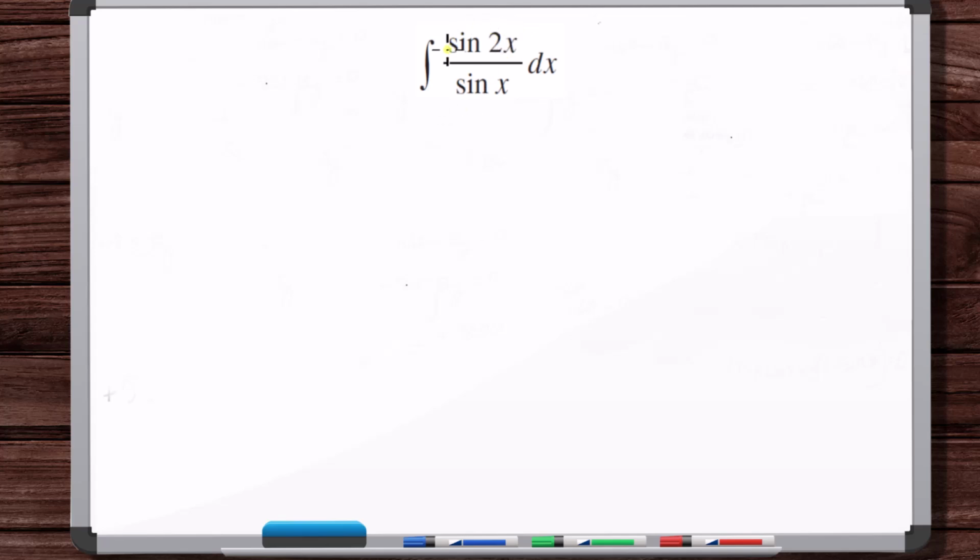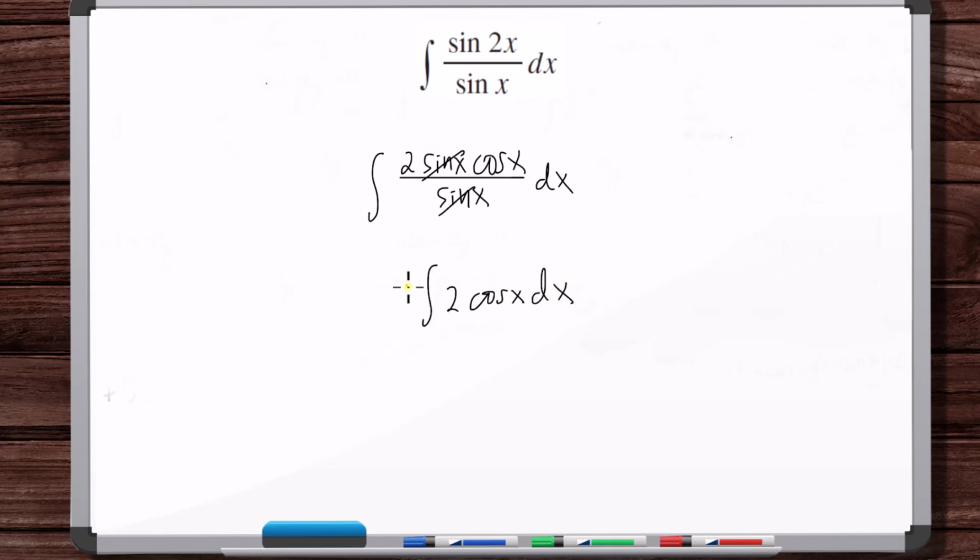All right, let's think about what is sine of 2x as far as a trig identity. That's 2 sine theta cosine theta. Well, 2 sine x cosine x. All right. Let's bring the 2 out front. All right. The derivative of sine of x is cosine of x. There you go. That's it.